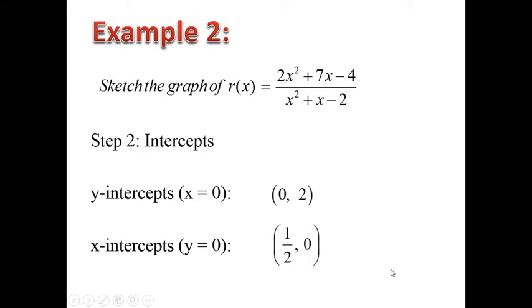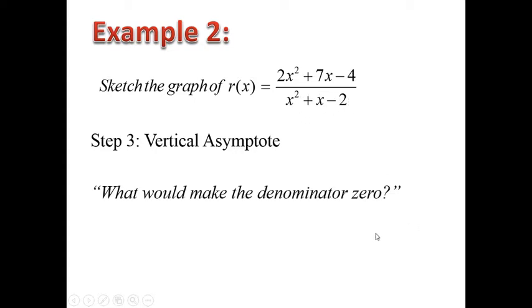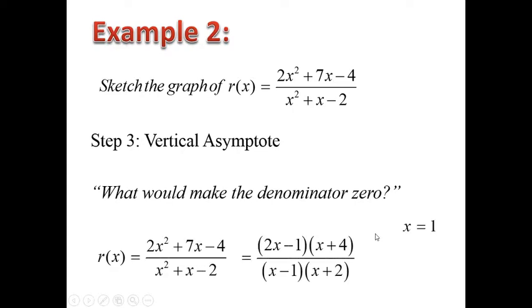Once we get the x and y intercepts, for the next step we can get the vertical asymptotes. For the vertical asymptotes, we are basically just finding the restrictions of the rational function. If the denominator is zero, the entire rational function would be undefined. So we set the denominator equal to 0, and we got x equals 1 and x equals -2.